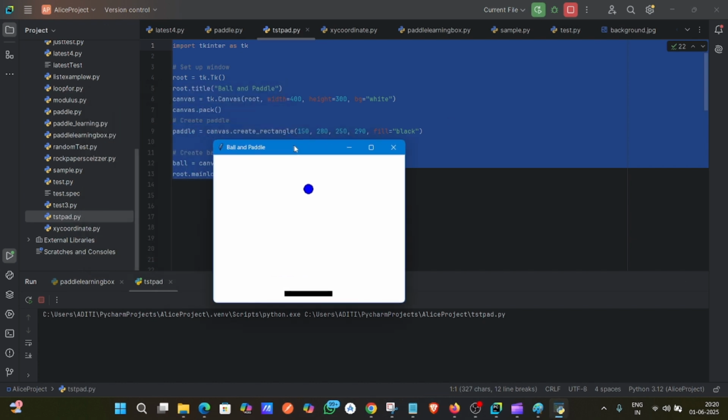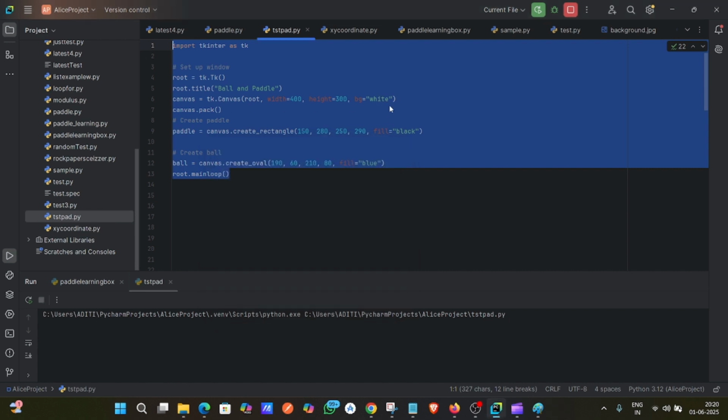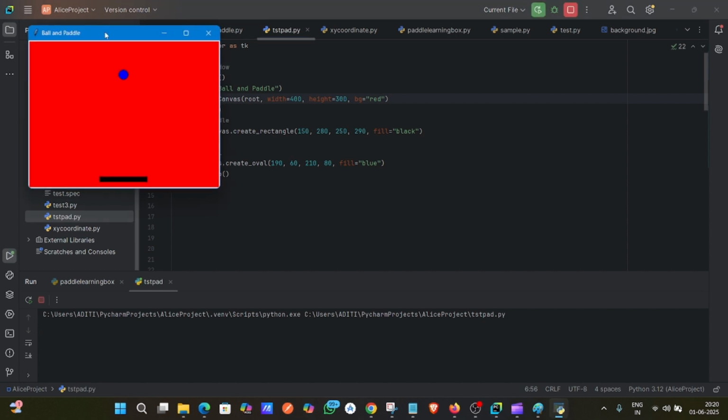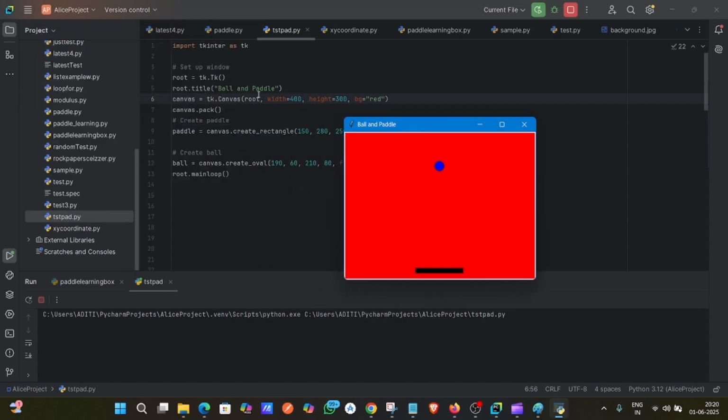So this is root. On that root I have created this canvas of white color. Let me make it red color so you'll understand the difference. For the time being, I'm making it red. Let's run it. So initially root was created, title was ball and paddle. You can see this title, ball and paddle here. Then I have created canvas, and then I have packed this canvas.